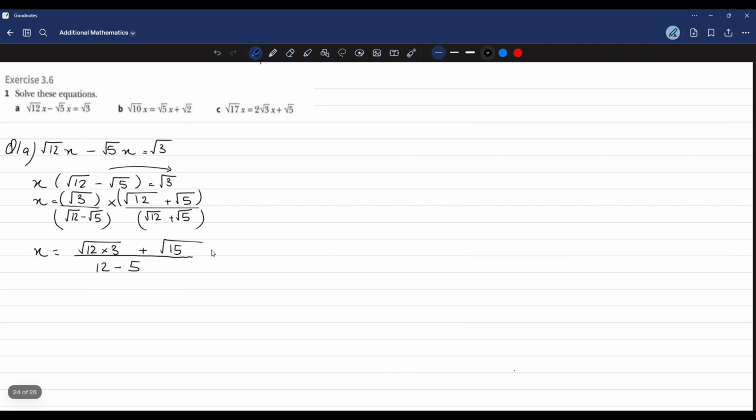So 12 minus 5. And the numerator, under root 12 multiplied by 3, is under root 36, and what is under root 36 equal to? It's equal to 6. So 6 plus under root of 15, divided by 12 minus 5, which is 7. And that is your answer for this part. So question number 1A, that was your answer.